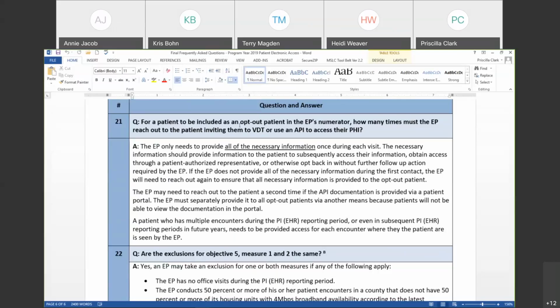A patient who has multiple encounters during the PI reporting period or even in subsequent PI reporting periods in future years needs to be provided access for each encounter where the patient is seen by the EP.